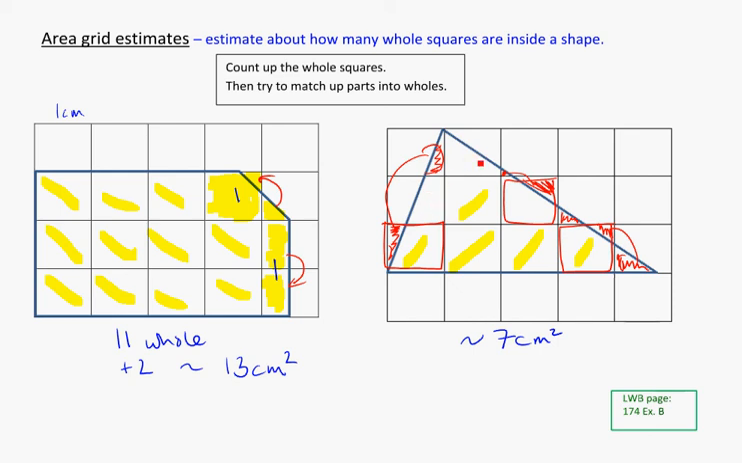And these are the two that are left, and I notice that they're both about half. So if I take this and add it in up there, it gives me about another whole centimeter square. So 1, 2, 3, 4, 5, 6, 7 wholes when you add the bits together. Again, it's just an estimate.